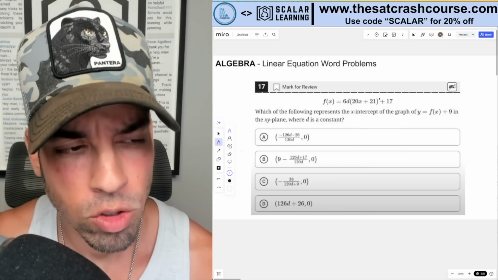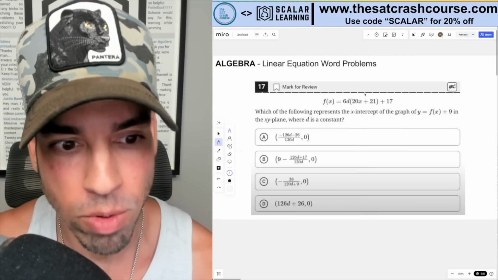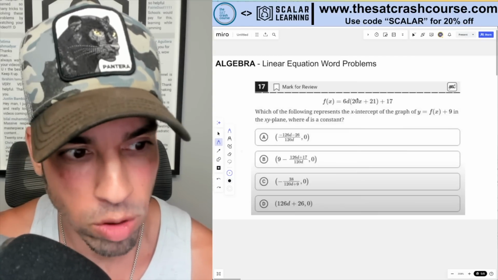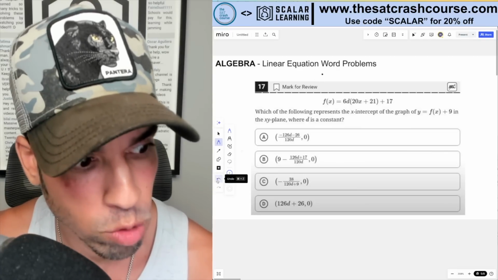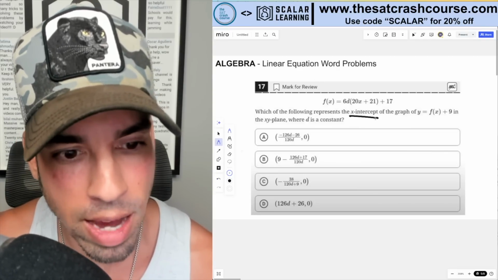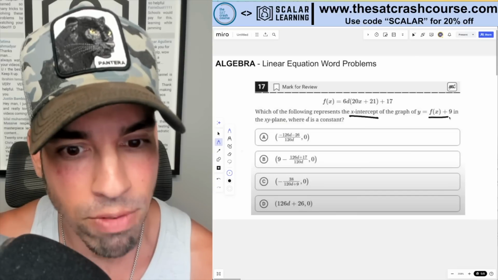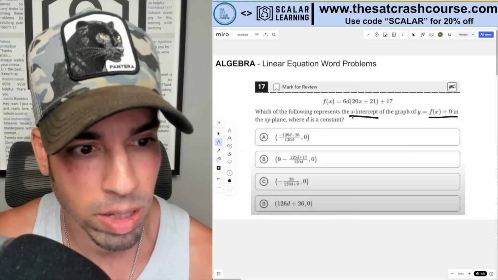This is one of the newly updated questions from the existing practice tests 1 through 3. So let's go through it. I'm going to show you how to solve this very difficult linear equation word problem. It says, which of the following represents the x-intercept of the graph y equals f of x plus 9 in the xy-plane, where d is a constant?